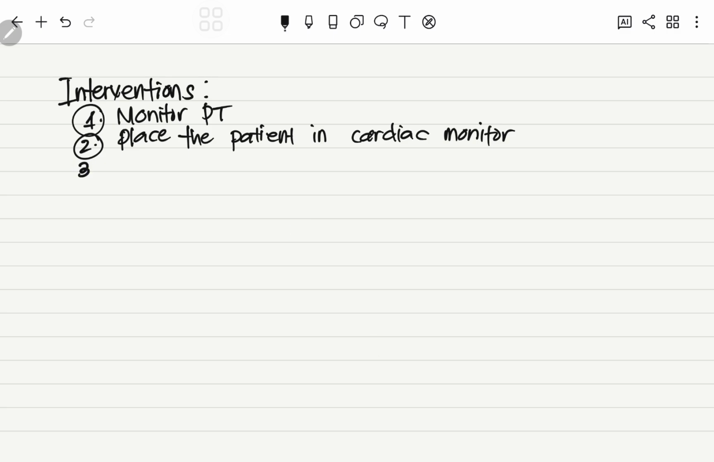Okay, so number 3, another also intervention that we should be taking down here on our patient is, of course, we need to administer, you write this down, administer, okay, what are we going to administer? Oral potassium. So we need to administer oral potassium. Okay, if the patient is able to consume or take oral potassium supplements, then we give oral potassium supplements to our patient.